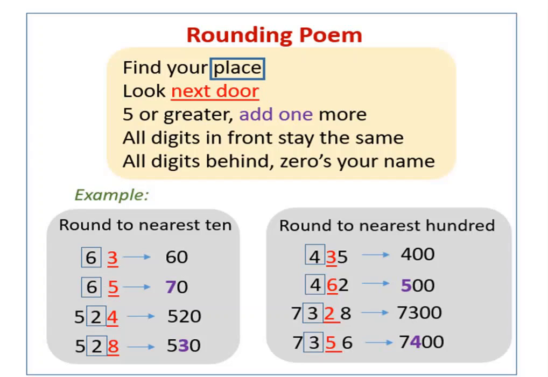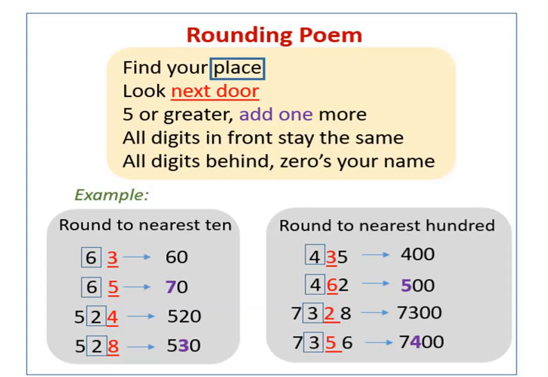So what happened to all of the numbers to the right of my rounded number? Actually, I make them 0. What happened to all of the numbers to the left of my number? I don't touch them, I leave them as they are. Look at my example here.